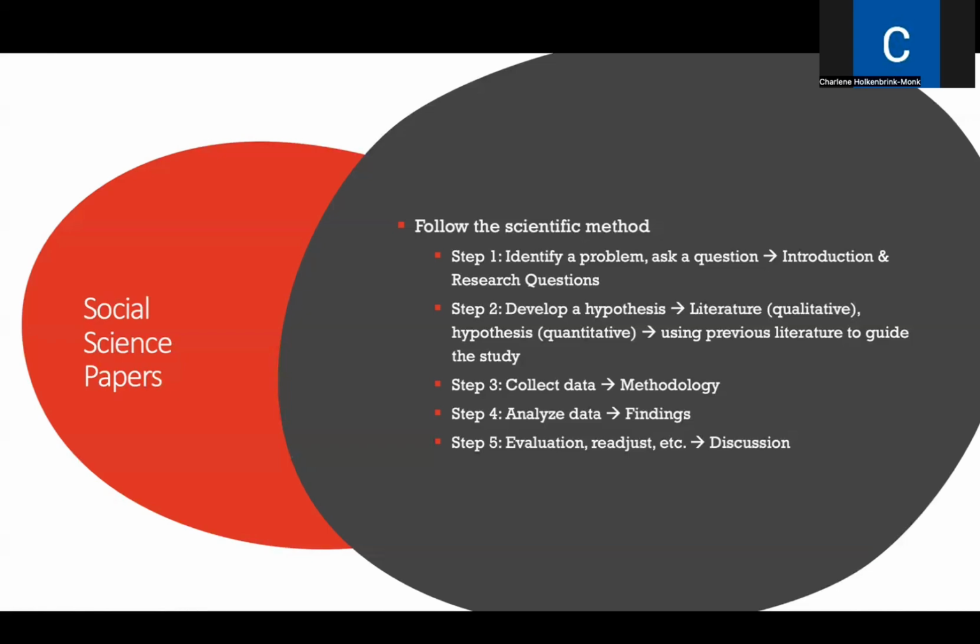And this is where you talk about in your discussion how it meets the hypothesis, if it was quantitative, or if it's qualitative, how it addresses the research questions. What did it do in terms of the previous literature? How does it connect? And what are some things that you would need to change or some obstacles that you faced? So to be able to navigate a social science paper, that's what you would do.